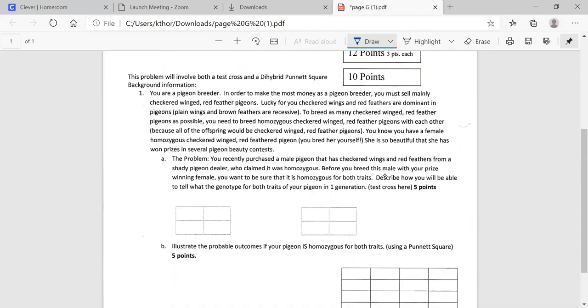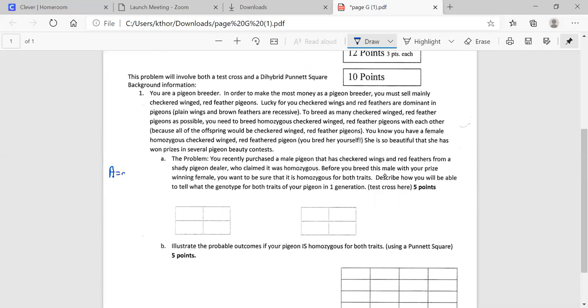This problem will involve both a test cross and a dihybrid Punnett square. You are a pigeon breeder. In order to make the most money as a pigeon breeder, you must sell mainly checkered winged red feather pigeons. Luckily for you, checkered wings and red feathers are dominant to plain wings and brown feathers. So it's going to be pretty important. So let's write that down.